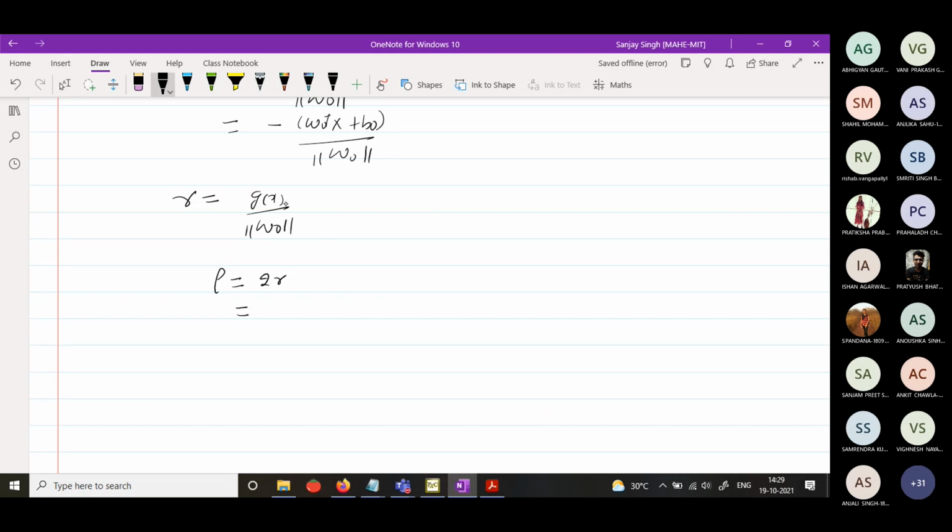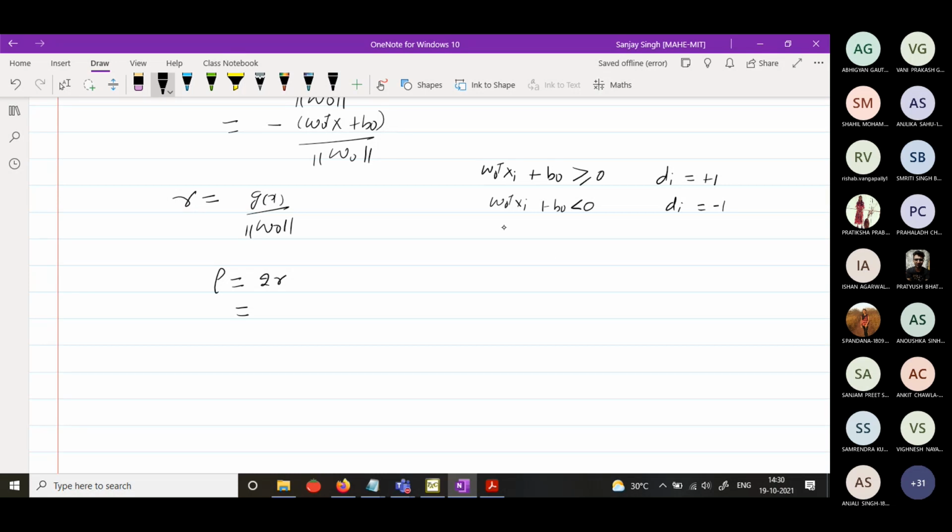And why are we calling it plus 1 or minus 1? Remember that we said there are two conditions. W0ᵀXi plus b0, if it is greater than or equal to 0, it means the desired value for this is plus 1. And W0ᵀXi plus b0 for the ith example, if it is less than 0, then di equals minus 1. So that's why instead of g(x), and we said that g(x) is nothing but this value only.